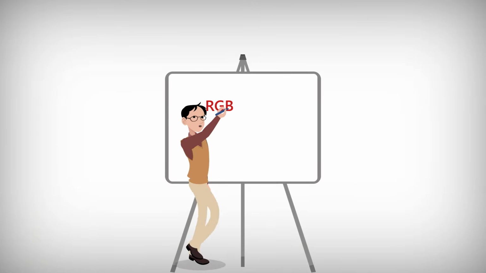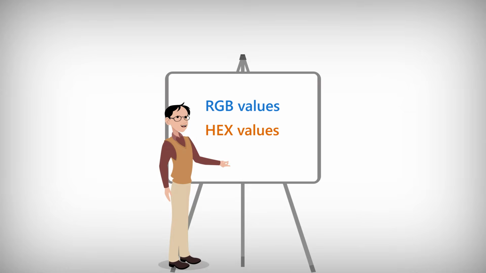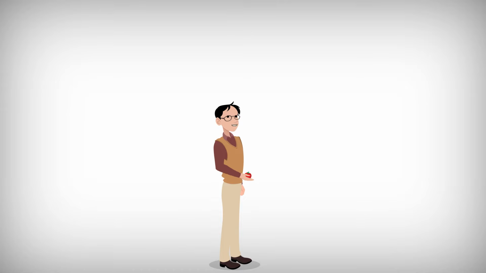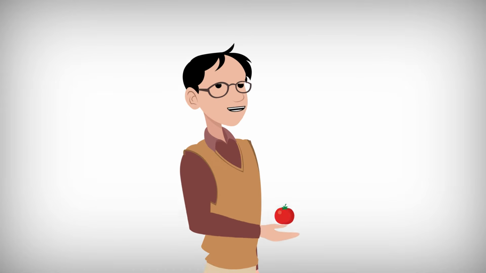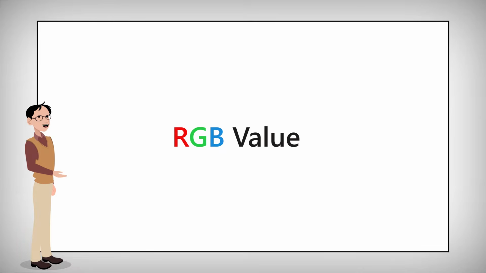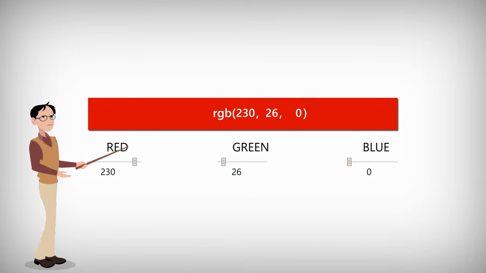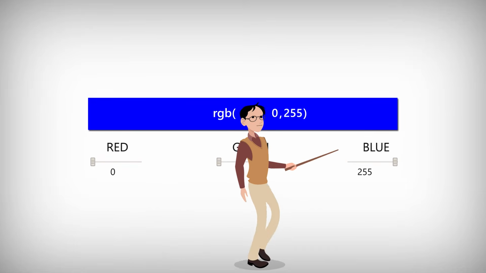Using RGB or Hex, you have more than 16 million color possibilities. That means you can turn the color of this tomato from this to that. All you did was increase the amount of green. Now, let's learn about RGB values. RGB stands for red, green, and blue.